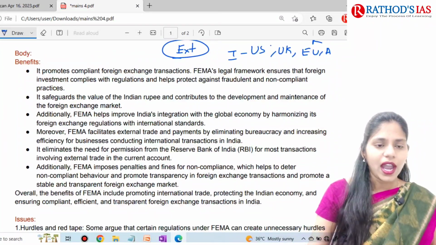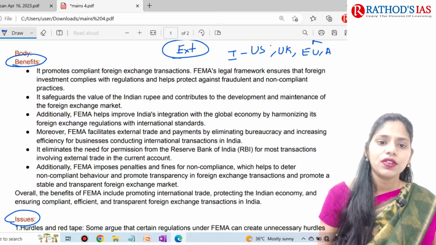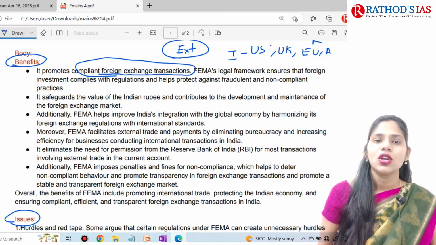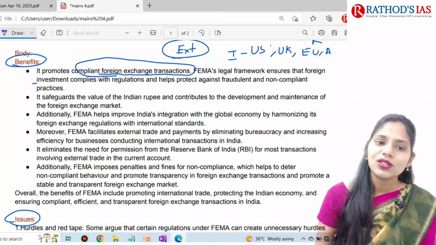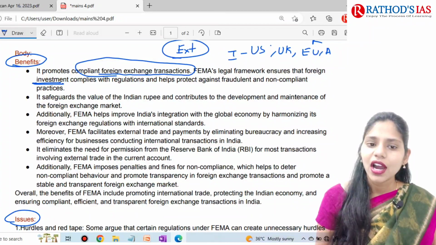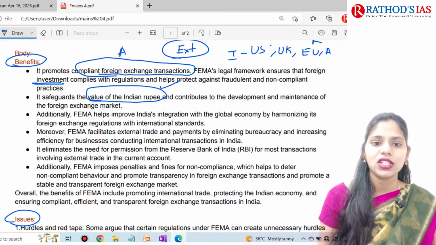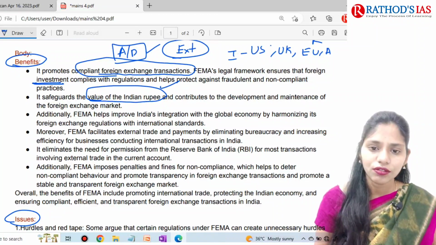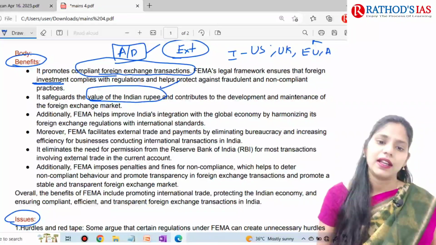In the body you have to use side headings like benefits as well as issues or concerns. The first one is that it will promote foreign exchange transactions. Whenever we follow the guidelines as per WTO, it will also attract more investments. And it will safeguard the value of the rupee. The value of the rupee is important, either appreciation or depreciation, it will be affecting, right? So we need to maintain the proper value of the rupee so that we can well maintain our foreign exchange market.